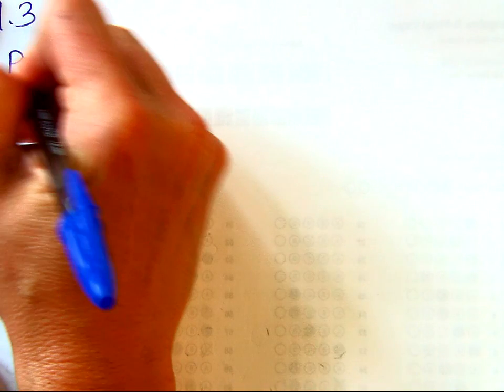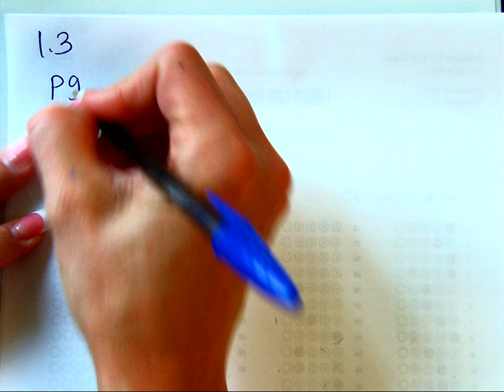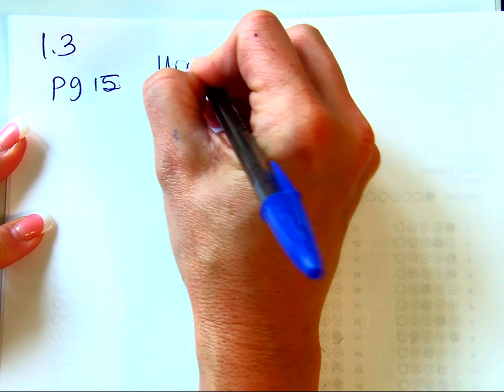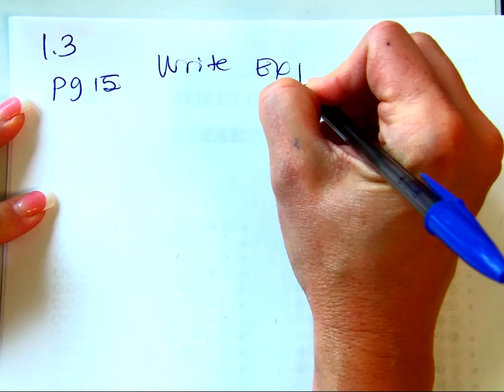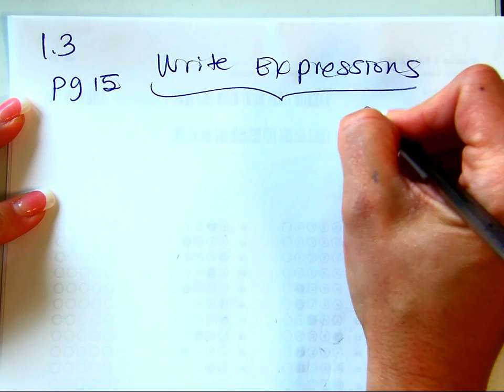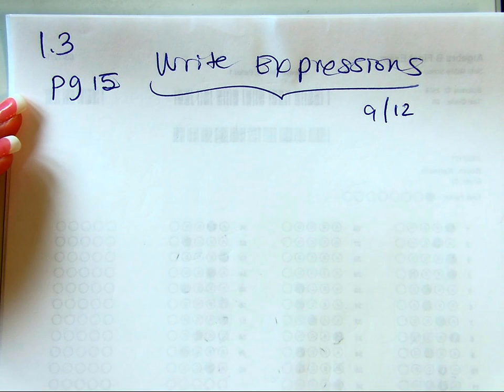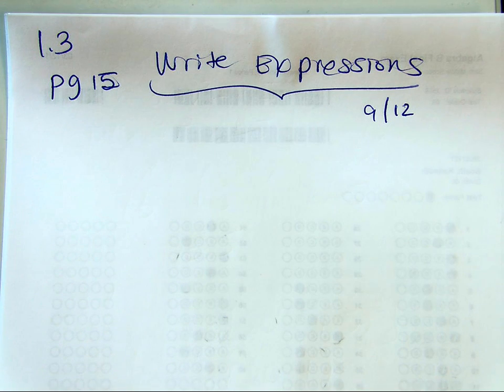All right, so we're going to do section 1.3, which can be found on page 15 in your book. And we're going to write expressions today. And if you remember back to the first section we did, section 1.1 was evaluate expressions. So today, you're being asked to write them.